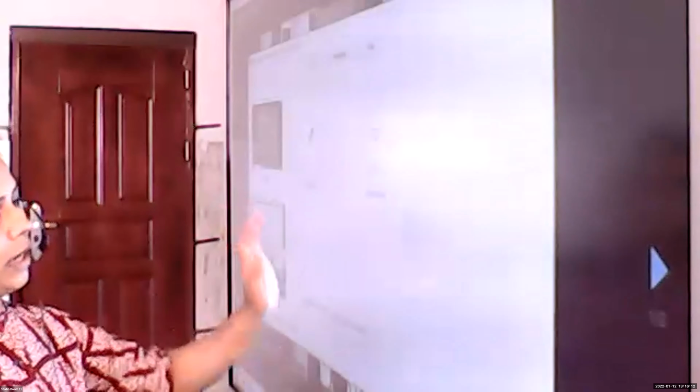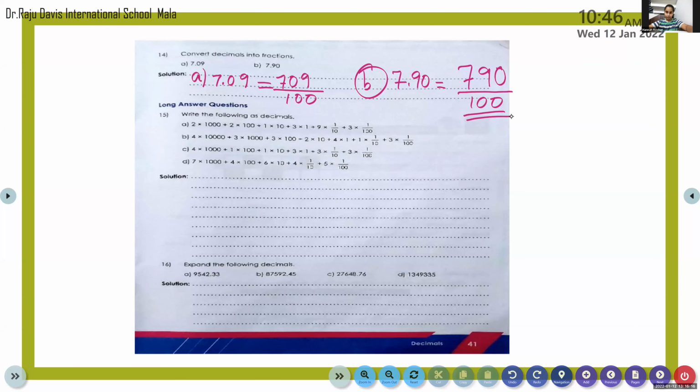Now, question number 15. Have we done it? No, ma'am. Abhinav, can you read question number 15? Write the following as decimals. In which form is it given? Read the number. Question number A.